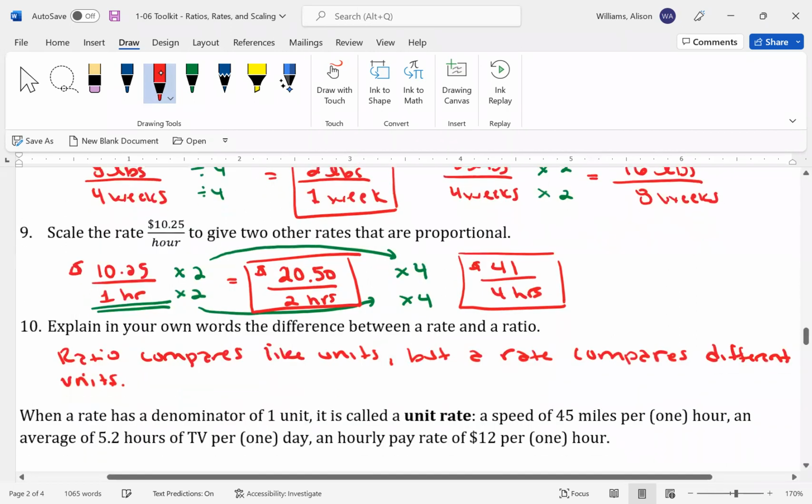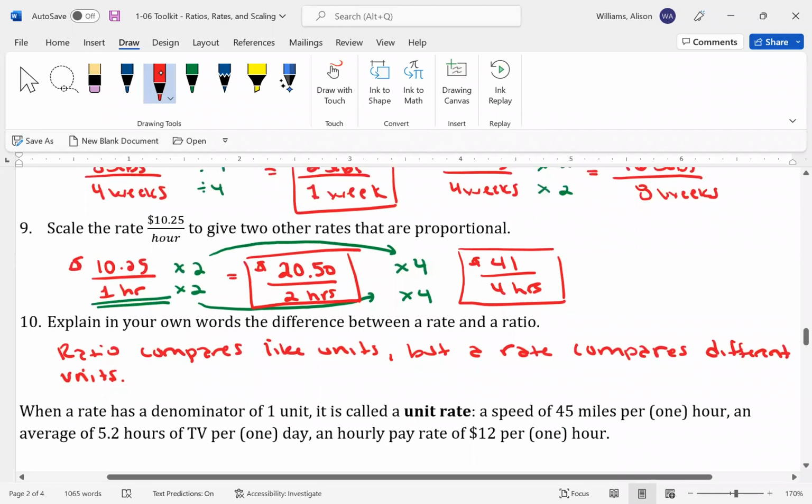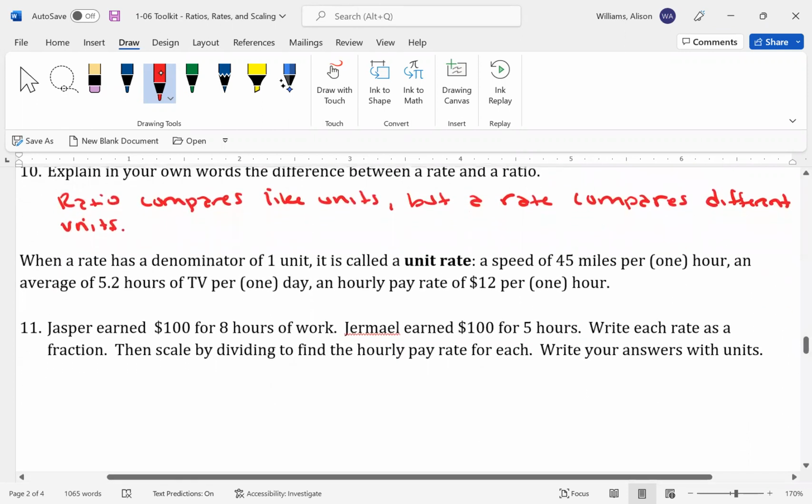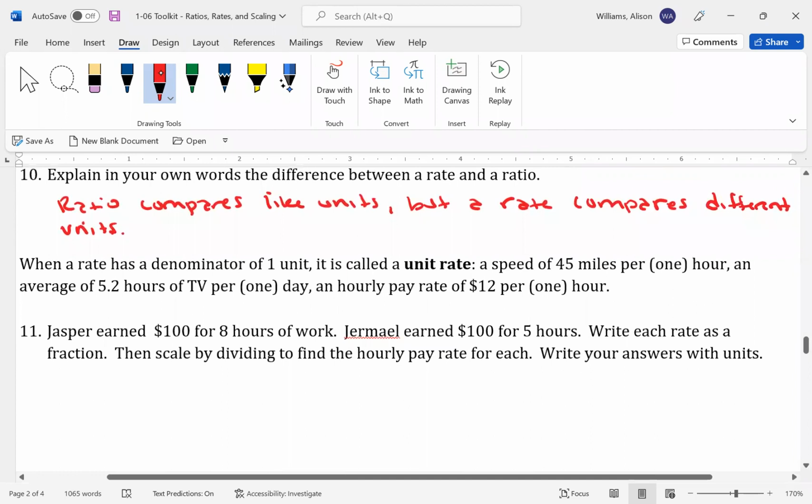A unit rate is when we have a denominator of 1, like the 10.25 per hour. That's an example of a unit rate. Or 45 miles per hour, or 2.5 hours of TV per day, or a pay rate of $12 per hour. All of those, and you see they put the parentheses of 1, are implying that it's 1 hour, 1 day. That's the implication. So that is useful when we're doing some comparing again.